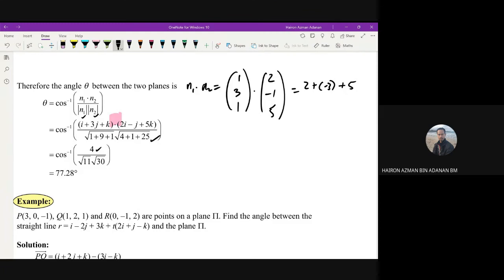Okay, ada buat kat sini. So I will get normal 1, magnitude is square root 11 and normal 2 is square root 30. I think I perlu repeat lah, benda yang sama, how to get the magnitude. Okay. So you key in into your calculator, make sure your calculator is degree, so you will get 77.28. Itu angle between two plane tu adalah 77.28.